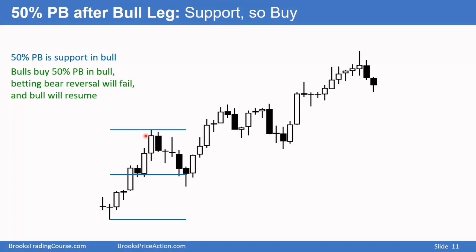In a strong rally like this, if it starts to reverse down, bulls will place limit orders to buy a 50% pullback, betting that the bear reversal attempt will fail and that the bull trend will resume. They either buy with a limit order at a 50% pullback or on the reversal up using a stop order.